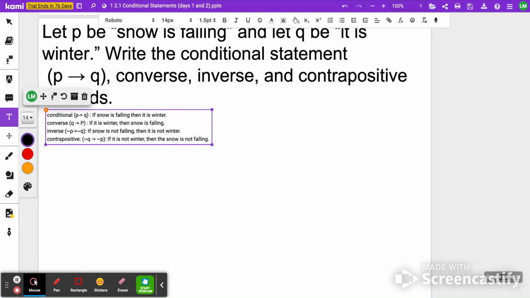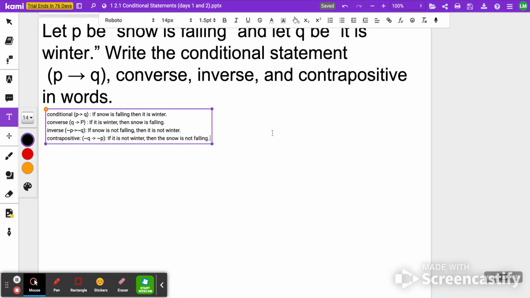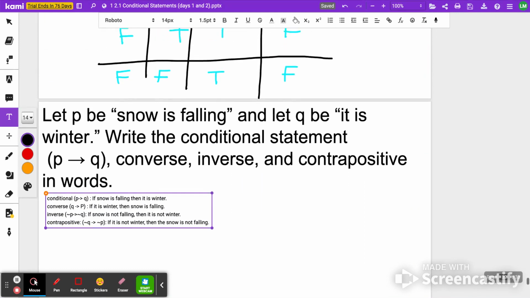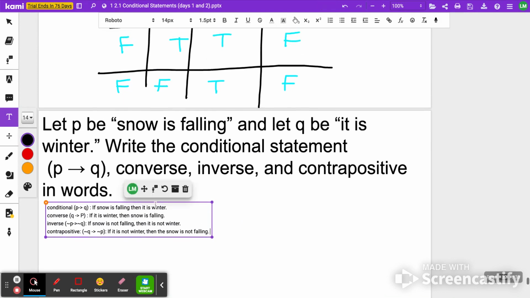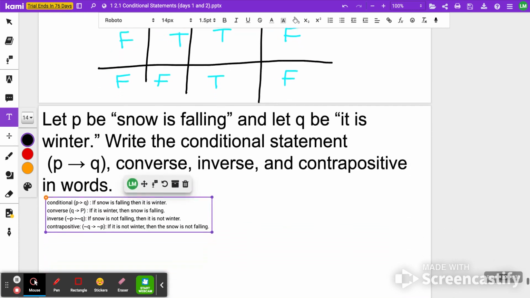Okay? That is the conclusion of our notes for today. Hopefully the truth tables, if they did confuse you at all, then maybe think about what is a true statement. If snow is falling, then it is winter. Use those to relate back to the truth tables, and those should make sense a little bit more.